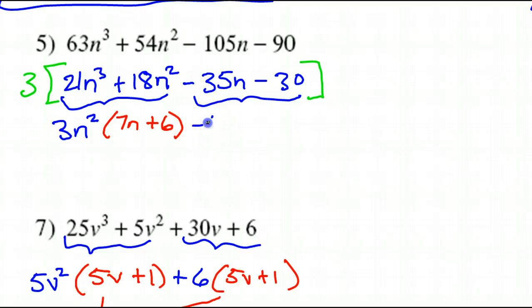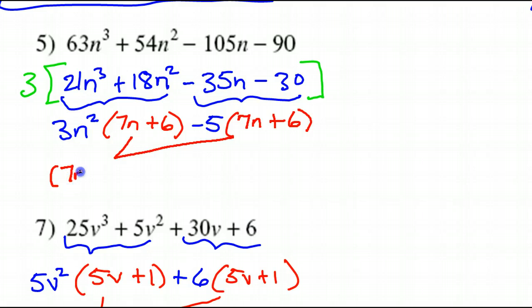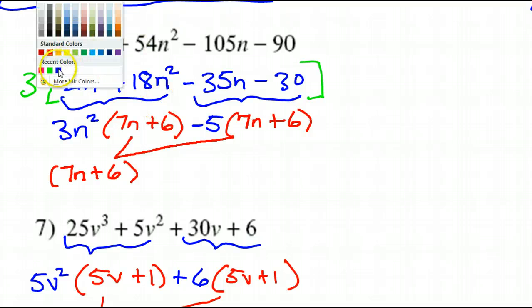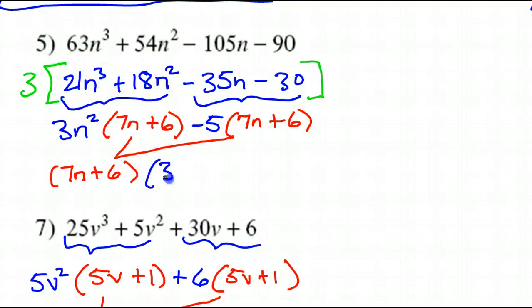Now, over here, these are both divisible by 5. So since it's minus, I'll consider it to be a negative 5. And then that's going to leave behind, interesting, 7n plus 6. Negative 5 times positive 6 would be negative 30, so it makes sense. Luckily, they're both the same, so I can pull them out as a GCF of their own. So 7n plus 6, if I pull them away, that leaves behind the blue part, which is 3n squared minus 5. Now this is the correct factorization of the blue part.